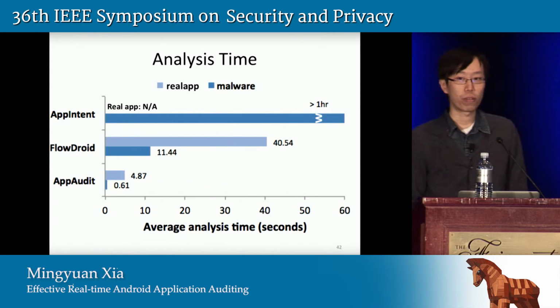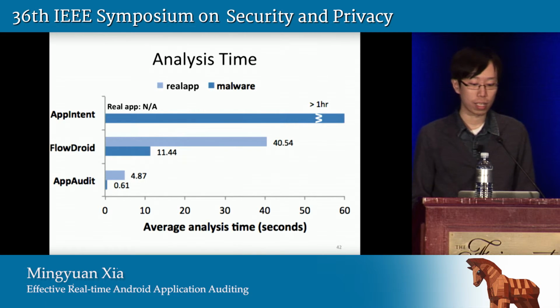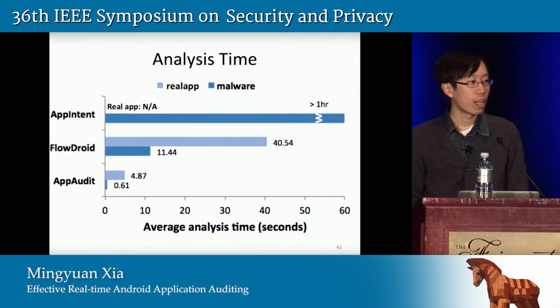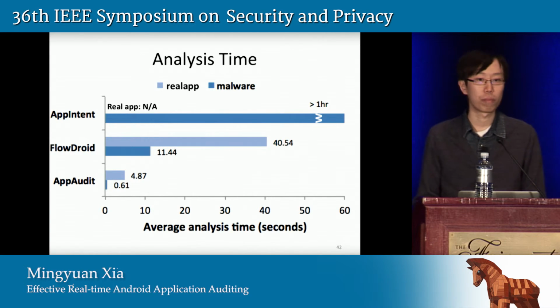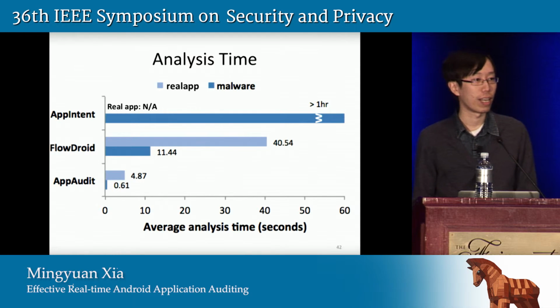So for the usability side, we first assess the analysis time. For AppIntent, it's not publicly available. We only reference its results from their paper, and we have no results on real-world apps. It's way beyond 1 hour, out of the scope of the comparison. For FlowDroid and AppAudit, both perform faster on malware because malware is smaller than real-world apps. And for FlowDroid, when it encounters real-world applications, it takes more than minutes to examine each of them. I don't think mobile users can stand that long to get this result.